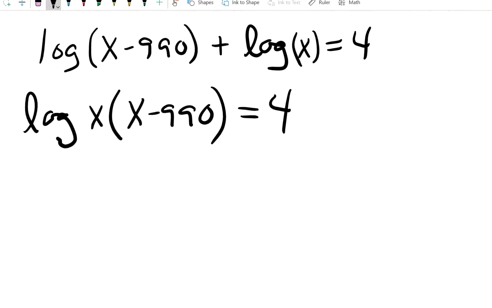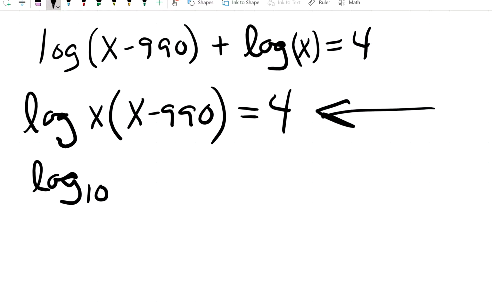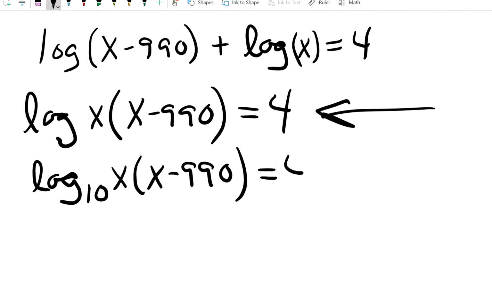Okay, and then we have to remember that logarithms are exponents. So that means this 4, because it's equal to 4, that's what the exponent is. And now I've got log with no base written, so therefore we know that the base is 10. So now I can rewrite this. Let's see, I'll do a subscript here. So I'll go log base 10 of x times x minus 990 equals 4.